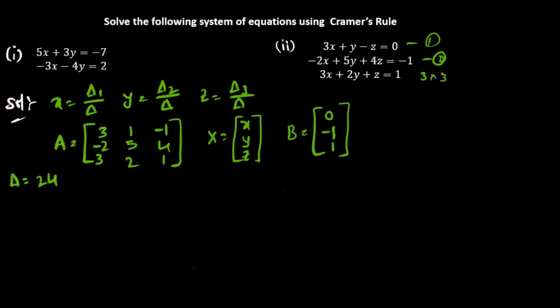See here, now I'll find the delta 1 matrix. How do I get this delta 1 matrix? Simply, the first column I should replace with this B matrix. The remaining two columns will be the same. So the first column will be replaced by the B matrix, right? So the first column will be 0, minus 1 and 1, right? And the second and third columns will remain the same: minus 1, 4 and 1. So for this I need to find the determinant.